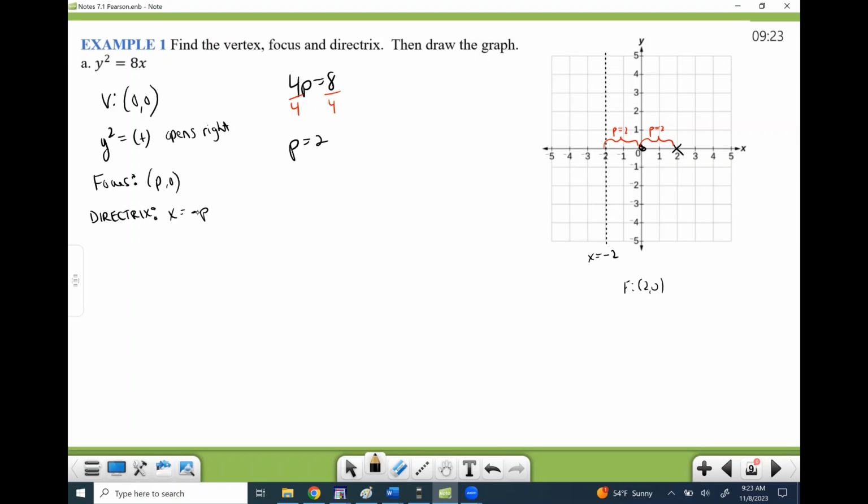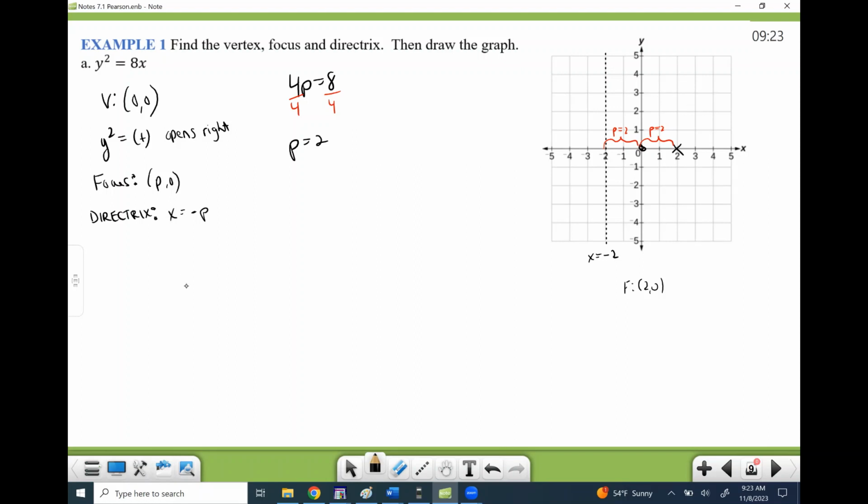And for memorization, if you want to make it easy, if it's going to be y that's squared, then it's going to be all about x's here. Notice it's x equals, and this is in the x position, okay? If this had been an x squared, then it would have been all about the y's. I would have placed the p here, and this would have been a y equals, okay?